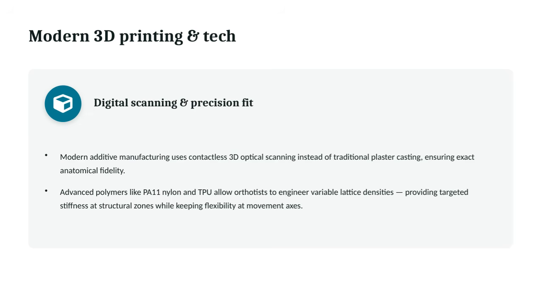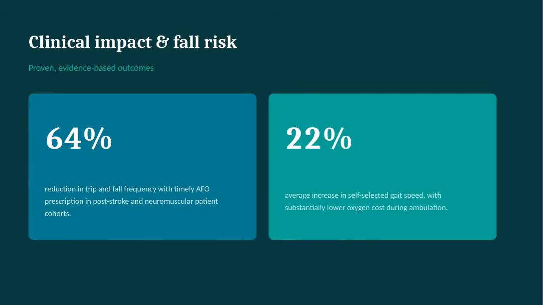Additionally, advances in additive manufacturing materials, such as PA11 nylon and TPU polymers, enable us to customize the lattice structure of the orthotics. This means we can provide targeted stiffness where support is needed and maintain flexibility where movement is essential, resulting in both comfort and functionality. Let's focus on the clinical impact and fall risk associated with timely AFO prescription.